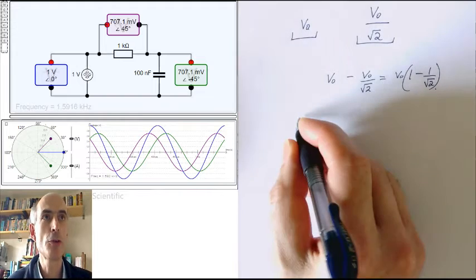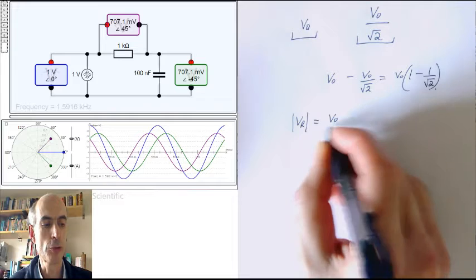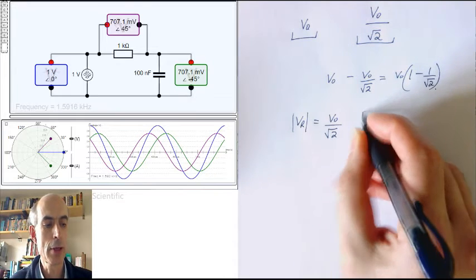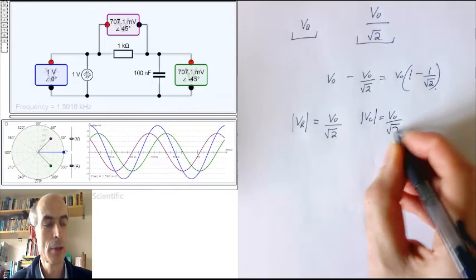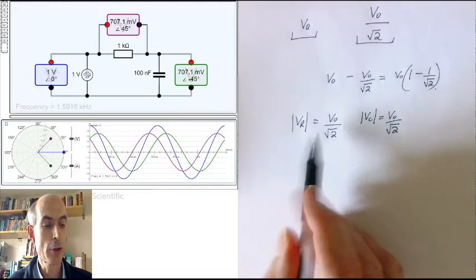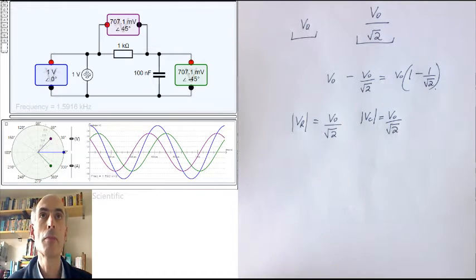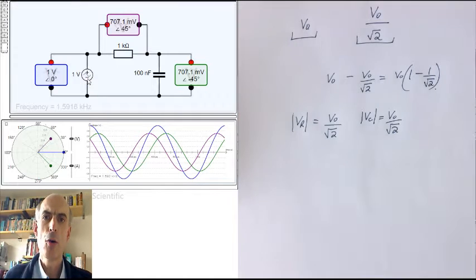So we have an amplitude of the voltage across the resistor, which is the voltage source divided by root 2, and an amplitude of the voltage across the capacitor, which is also the voltage source divided by root 2, and adding those up gives you more than the amplitude of the voltage source. What's going on?